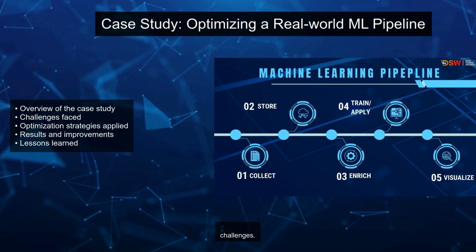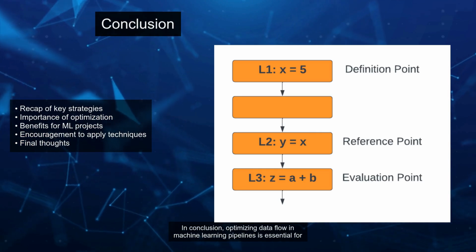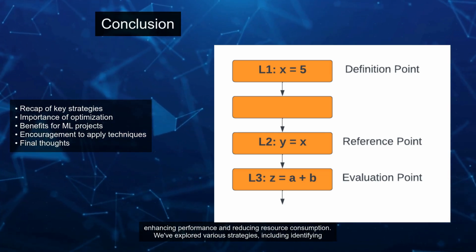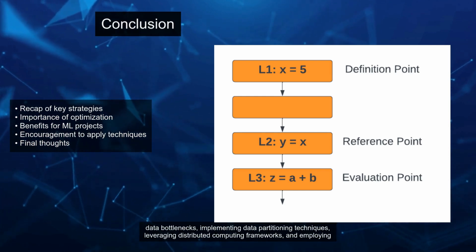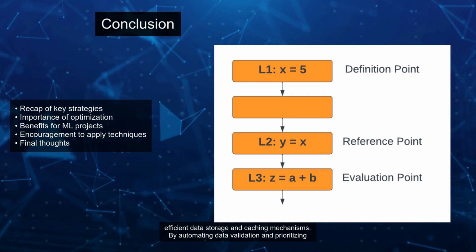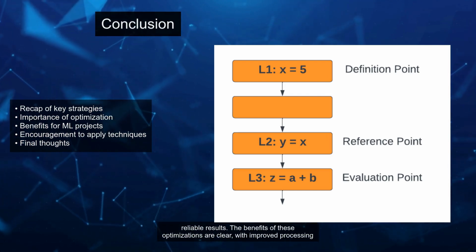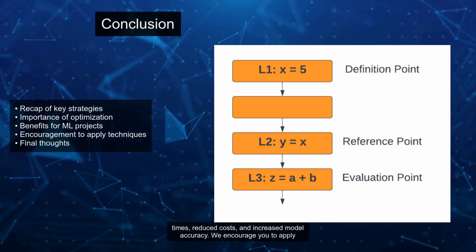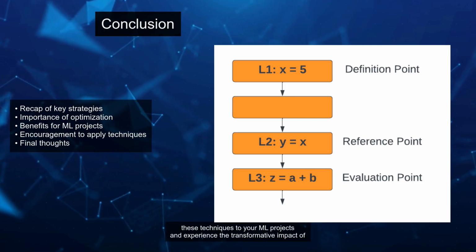organizations facing similar challenges. In conclusion, optimizing data flow in machine learning pipelines is essential for enhancing performance and reducing resource consumption. We've explored various strategies, including identifying data bottlenecks, implementing data partitioning techniques, leveraging distributed computing frameworks, and employing efficient data storage and caching mechanisms. By automating data validation and prioritizing monitoring and logging, you can ensure your pipelines operate smoothly and deliver reliable results. The benefits of these optimizations are clear, with improved processing times, reduced costs, and increased model accuracy.